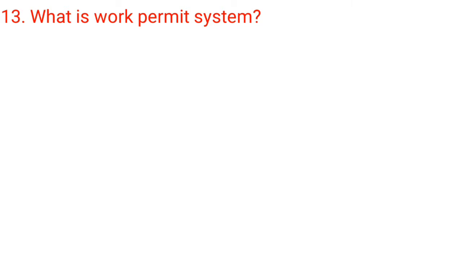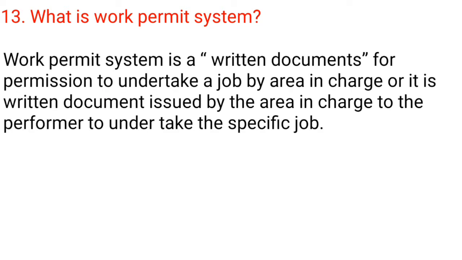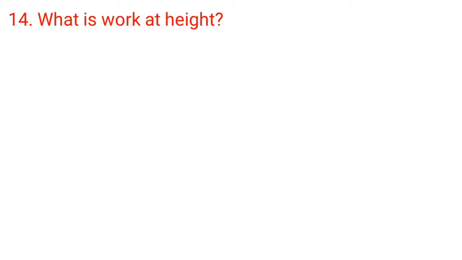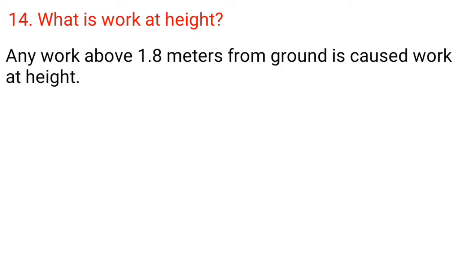13. What is work permit system? Work permit system is a written document for permission to undertake a job by the area in charge, or it is a written document issued by the area in charge to the performer to undertake the specific job. 14. What is work at height? Any work above 1.8 meters from ground is called work at height.